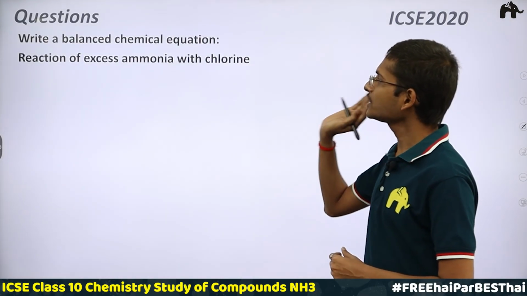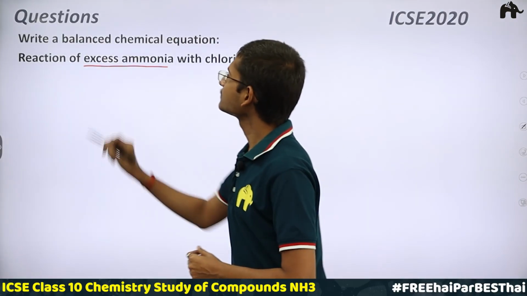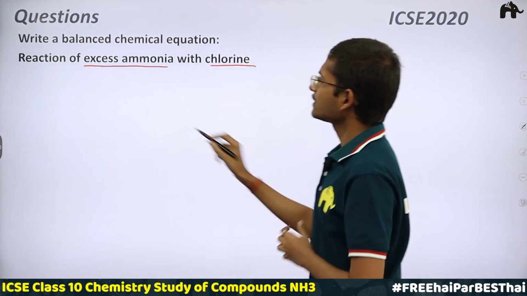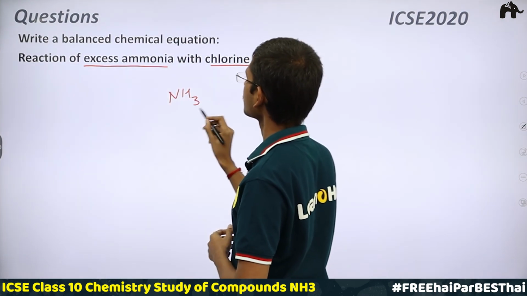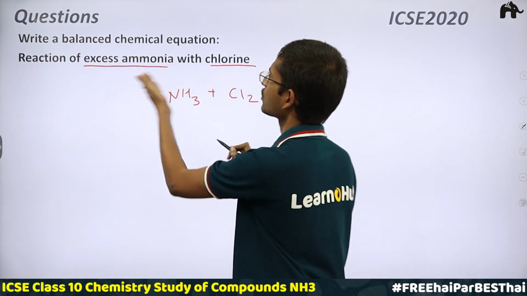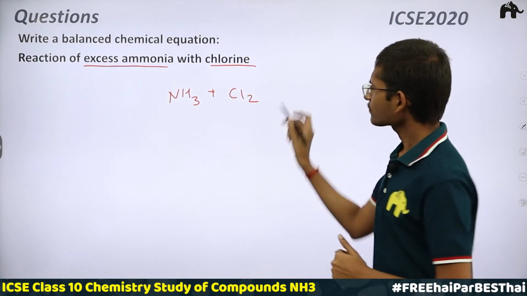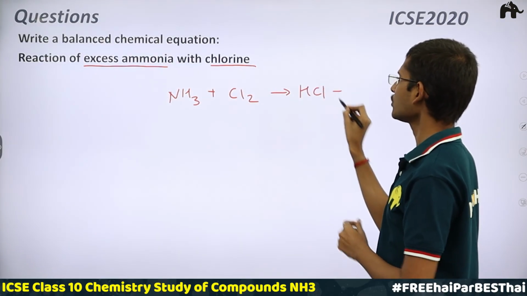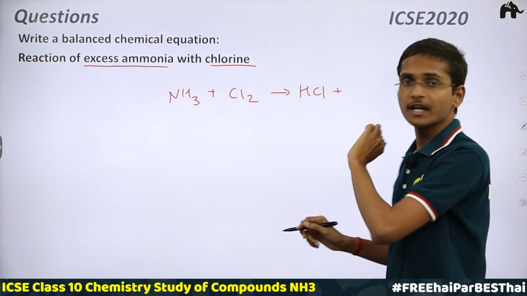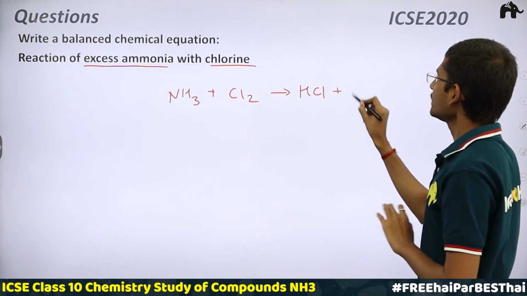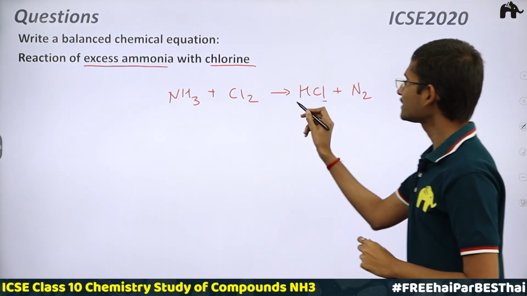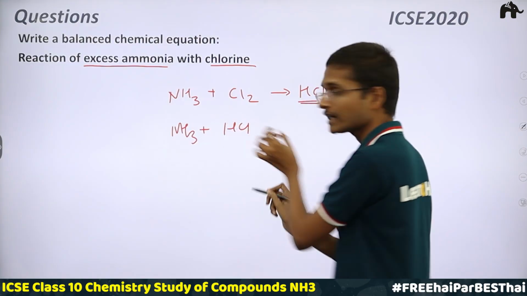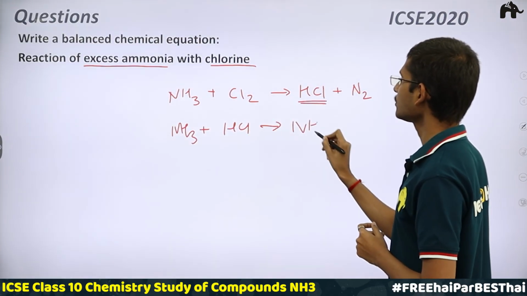Write a balanced chemical equation for the reaction of excess ammonia with chlorine. We have already studied this reaction. When ammonia is in excess, what would happen? First of all, chlorine is reduced to HCl, and when ammonia is in excess, N2 gas is also formed. But since ammonia is in excess, this HCl reacts with ammonia and forms ammonium chloride.